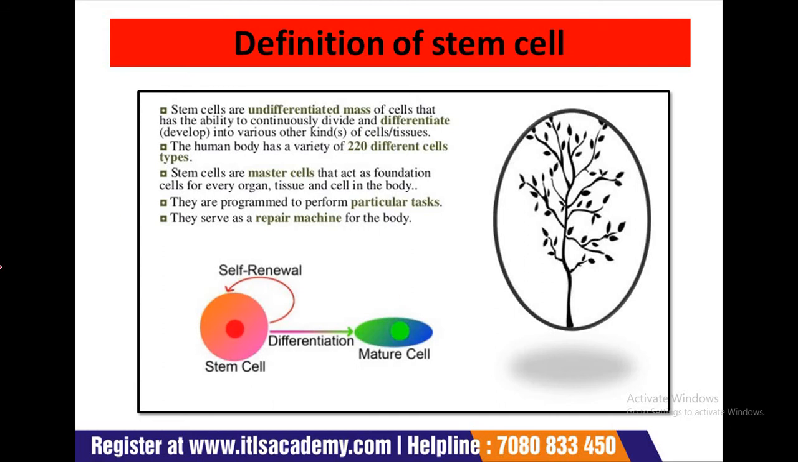Now the question is, what exactly is the definition of stem cells? We can define stem cells as an undifferentiated mass of cells that has the ability to continuously divide and differentiate, developing into various other kinds of cells and tissues. The human body has a variety of 220 different cell types. Stem cells are master cells that act as foundation cells for every organ, tissue and cell in the body. They are programmed to perform particular tasks and they serve as a repair machine for the body.